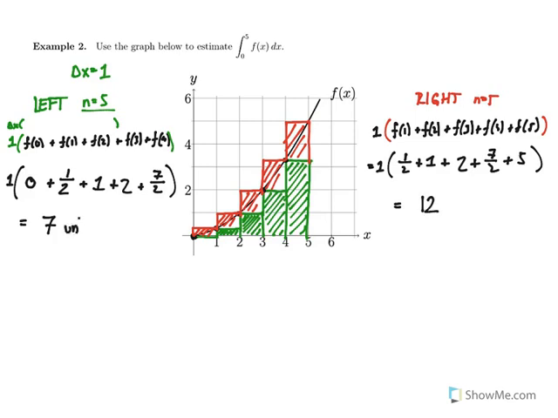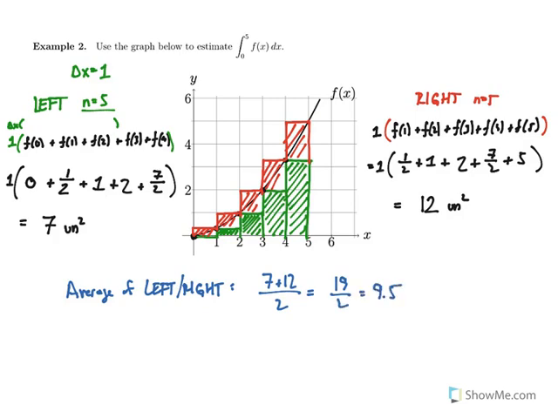The units here are maybe units squared. We're finding area. So maybe our best estimate is to take the average of the left and the right. 7 plus 12 divided by 2 is going to give us 19/2, or 9.5 units squared.